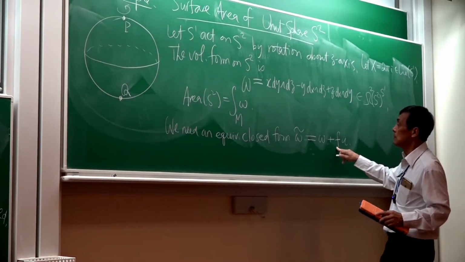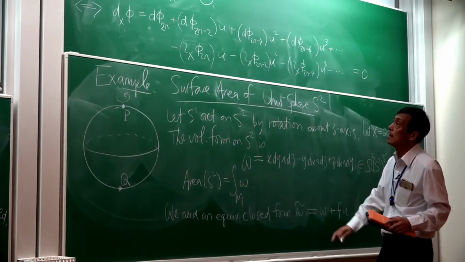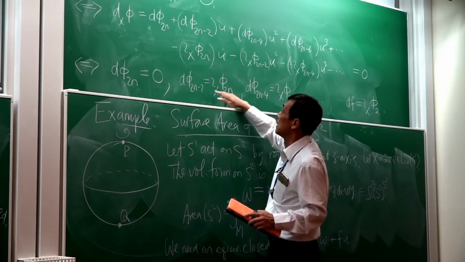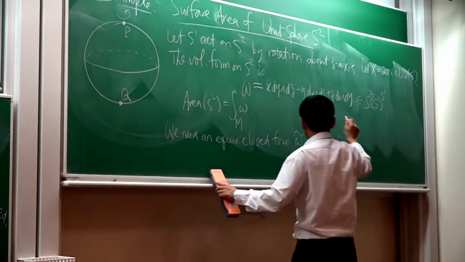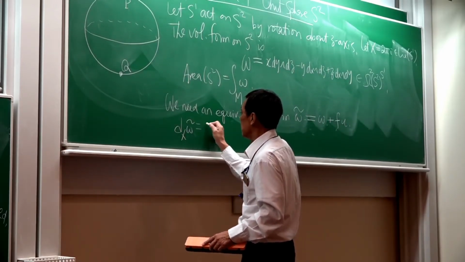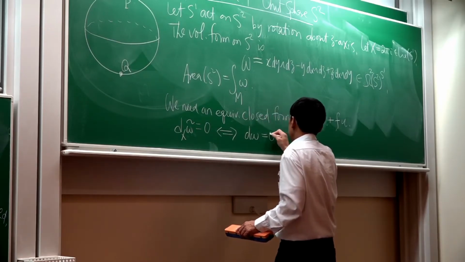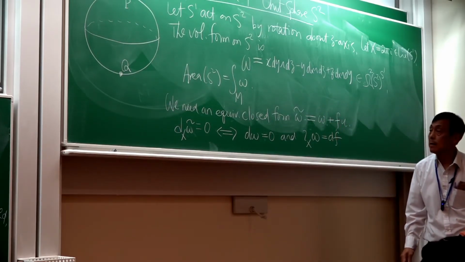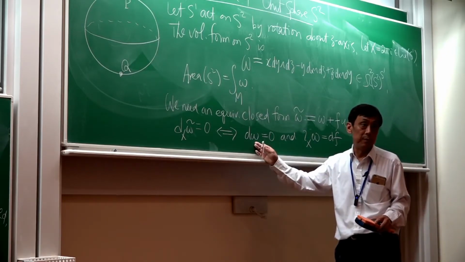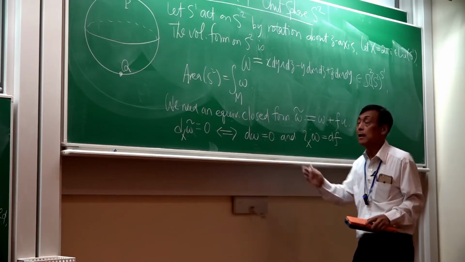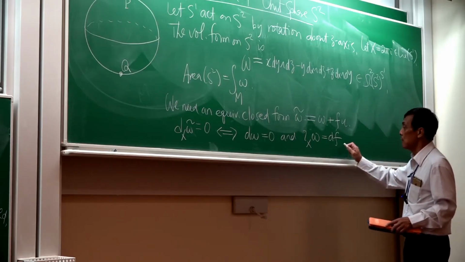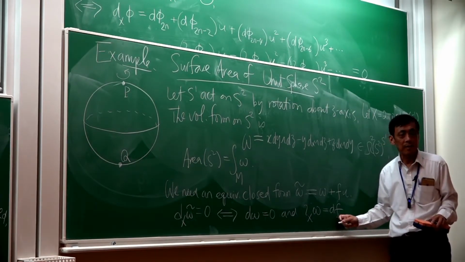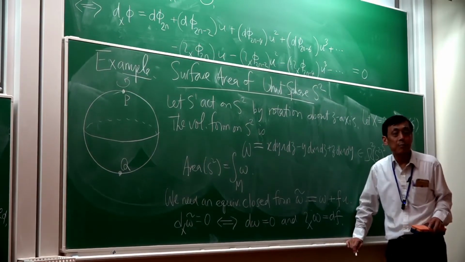And the condition for this to be equivariantly closed is that d omega has to be 0, and then Ix omega has to be df. So d_x omega tilde is 0 if and only if d omega is 0 and Ix omega is df. Now, the first is automatically true because d omega has degree 3. And I think we worked this out before. What did we find f to be? Ix omega is equal to d of 2 pi z.